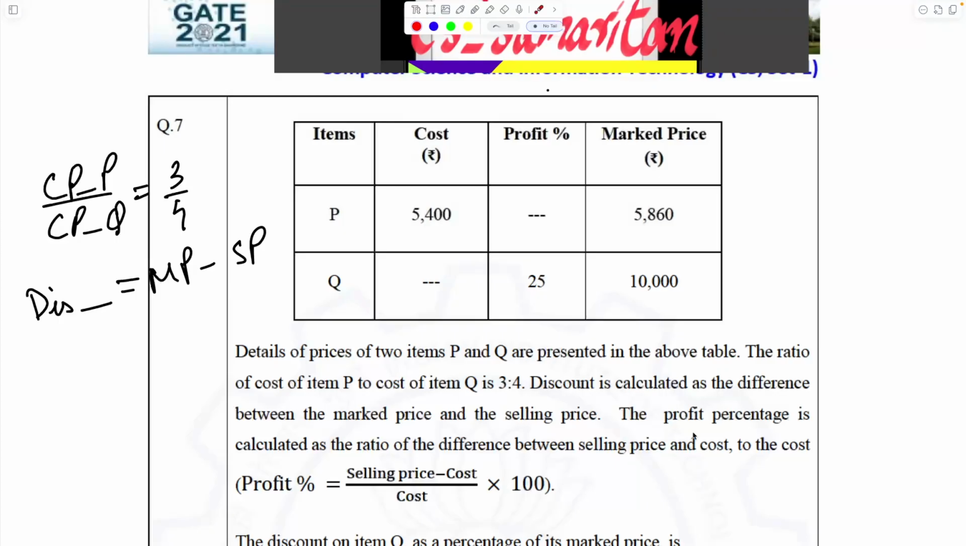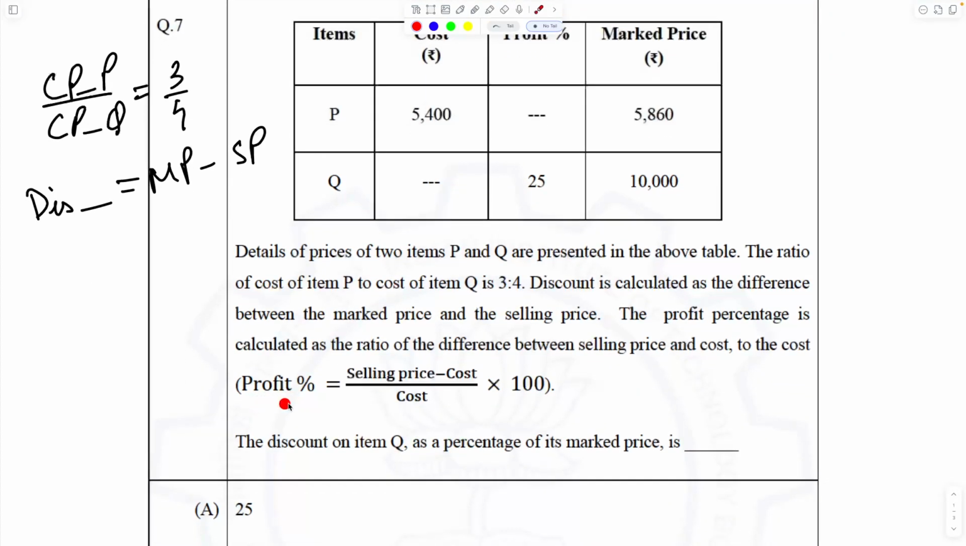Now the profit percentage is calculated as the ratio of the difference between the selling price and cost to the cost. So basically this formula they have mentioned in words. This is a very simple formula. We have all studied this in 9th and 10th. Now what are they asking for? The discount on the item Q as a percentage of its market price.